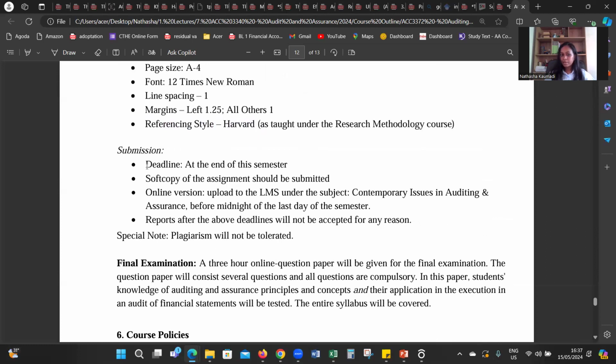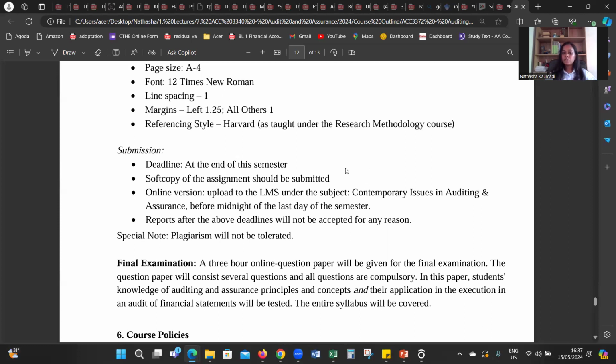Submission deadline. Now, this is important. Even though we have mentioned it in your course outline, at the end of this semester we are not very sure about the date. So, let's say 21st June. For now, the deadline is 21st June. I will send you the details anyway with another sheet. I'm just explaining here that 21st June will be your deadline.